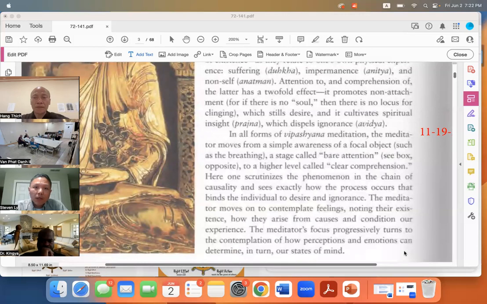In all forms of vipassana meditation, the meditator moves from a simple awareness of a focal object, such as the breathing, a stage called bare attention, to a higher level called clear comprehension. Here, one scrutinizes the phenomenon in the chain of causality and sees exactly how the process occurs that binds the individual to desire and ignorance. The meditator moves on to contemplate feelings, noting their existence, how they arise from causes and condition our experience. The meditator's focus progressively turns to the contemplation of how perceptions and emotions can determine, in turn, our states of mind.